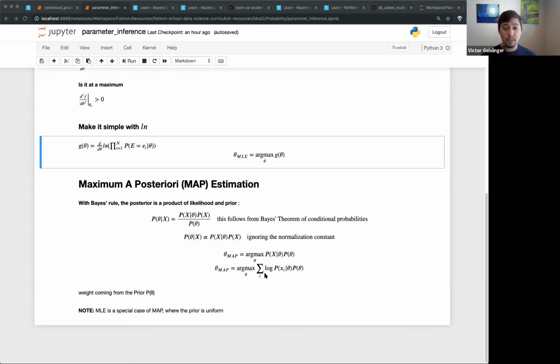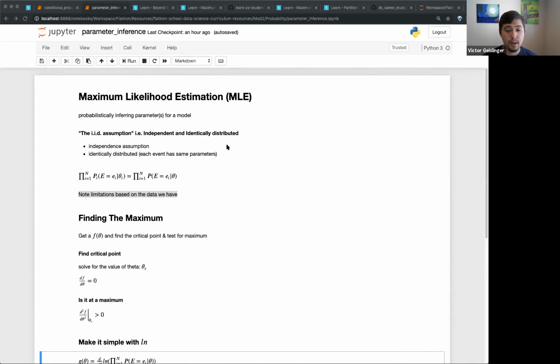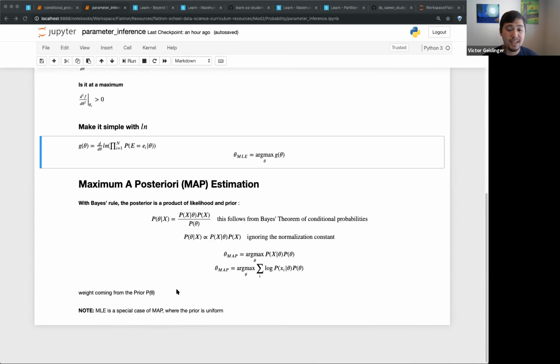Let's take the logarithm of these probabilities. We're just putting that in there since it's going to work the same way. We can use this to determine our theta MAP, our arg max for theta. And what's interesting is that we actually end up getting the same answer as our MLE up here, except we're weighting it by the probability of theta.